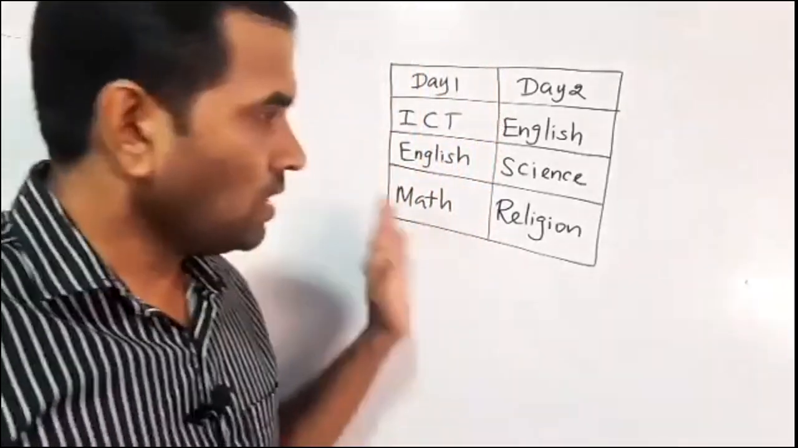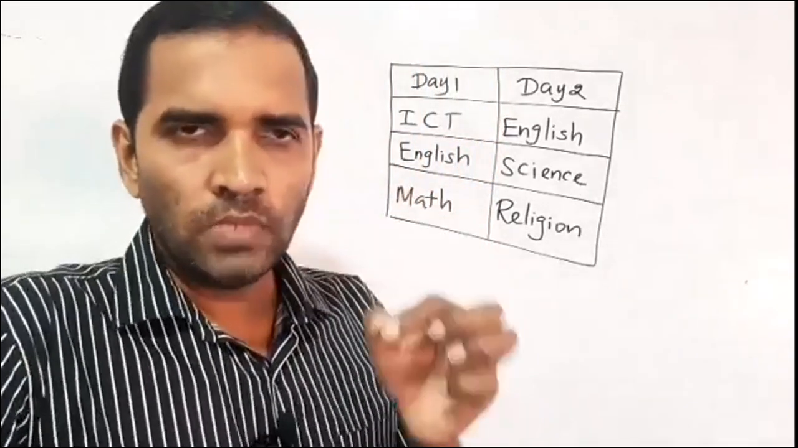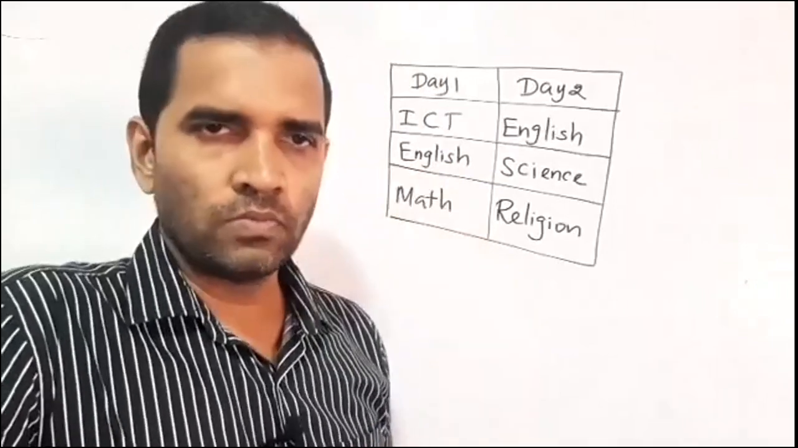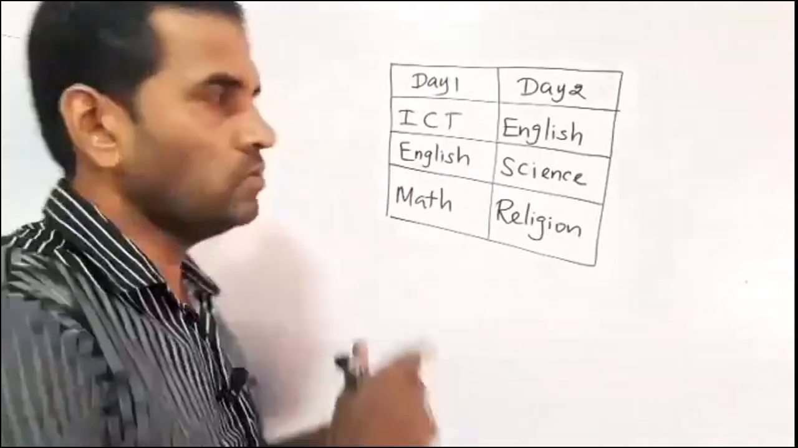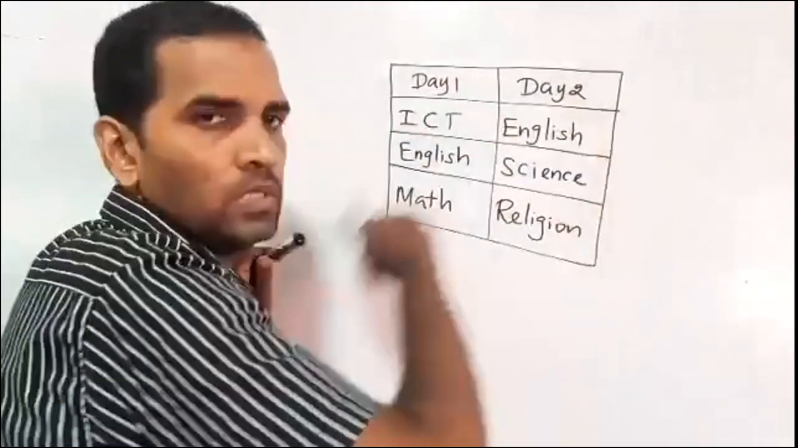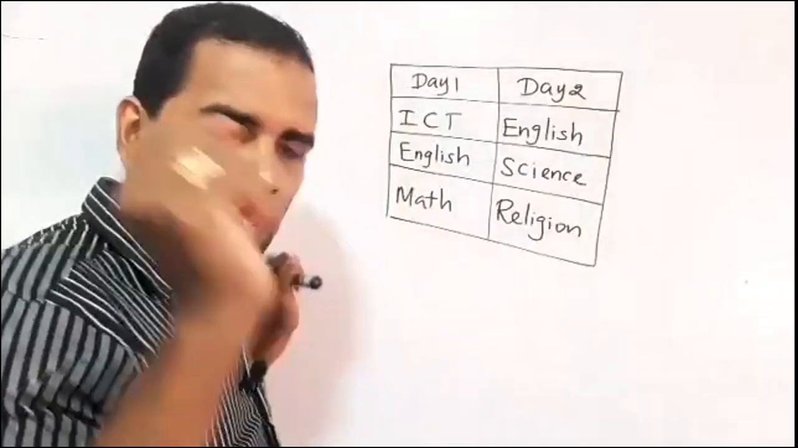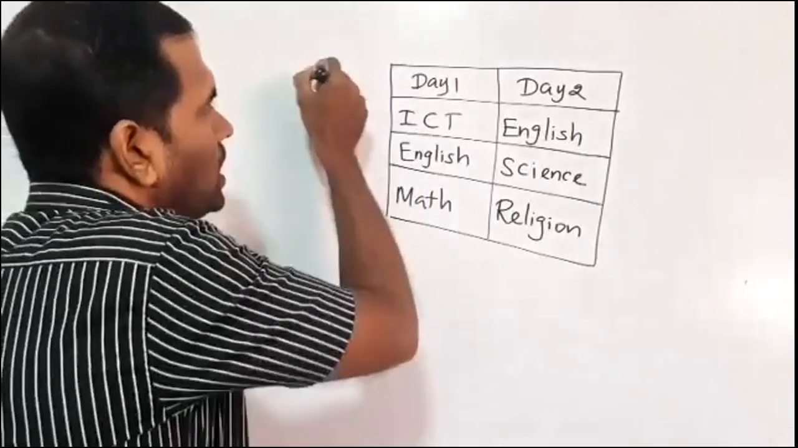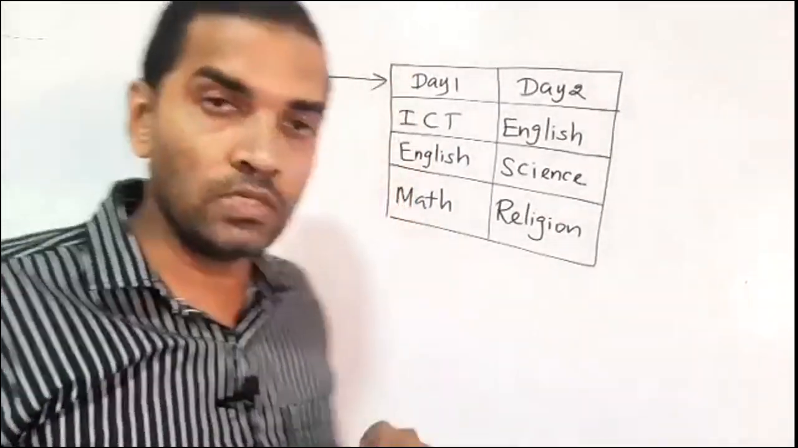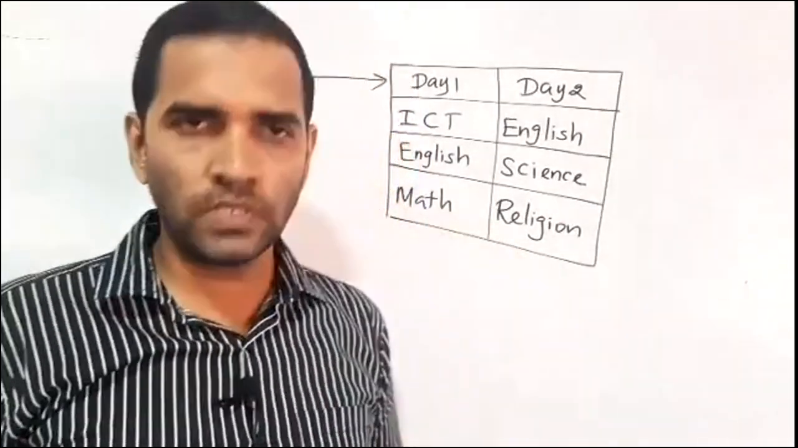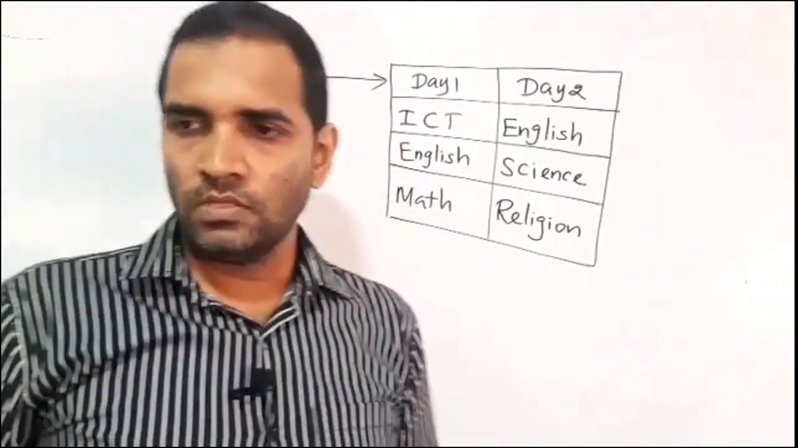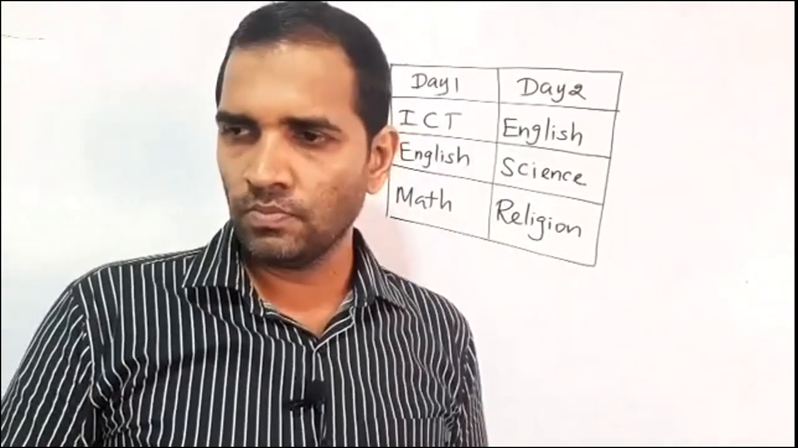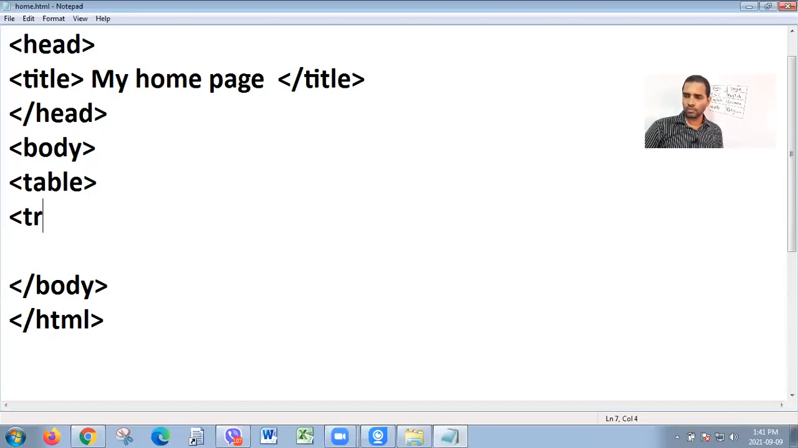Look, in HTML, a table is created row by row. You have to create your table row by row. So now you have to instruct your browser to create the first row, this one. You have to instruct the browser to create the first row. Okay, so to create the row, we have a tag called TR.